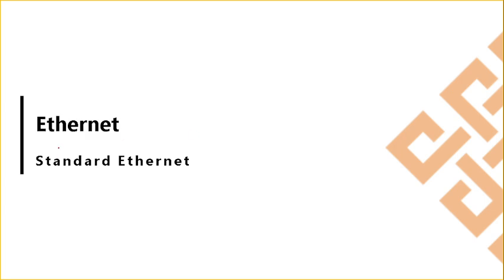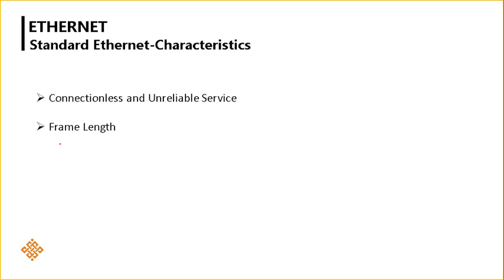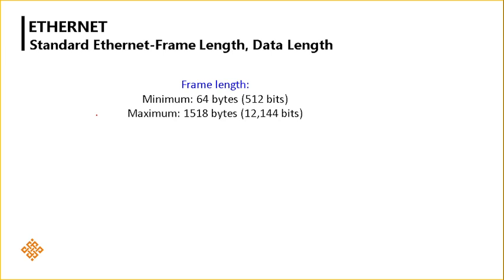As I told, there are different types of Ethernet standards, like standard Ethernet as well as gigabit Ethernet. So first let us see what standard Ethernet is. Coming to characteristics, all standard Ethernets are connectionless and unreliable service because they use the UDP protocol for data transmission. And coming to frame length, there are two types of frame lengths. One we call the minimum frame length, the other one is the maximum frame length. The minimum frame length is 64 bytes. And the maximum frame length will be 1518 bytes.